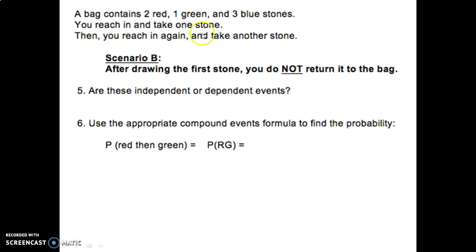Okay, same bag of stones, but the scenario now says after drawing the first stone, you do not return it to the bag. Are these independent or dependent now? Well, hopefully this time you changed your answer to dependent, because if you do not return the stone, so you take a stone out of the bag, you keep it. Now when you reach into the bag again, all the probabilities change because the number of stones in there has changed. So that's dependent. Let's use the formula for dependent events.